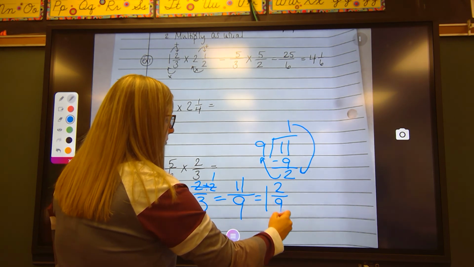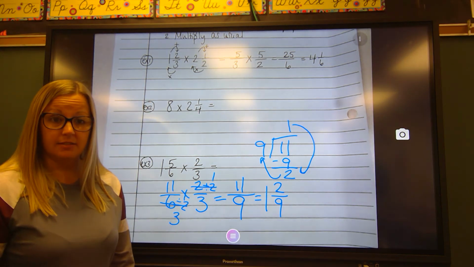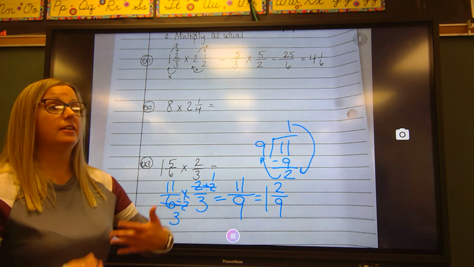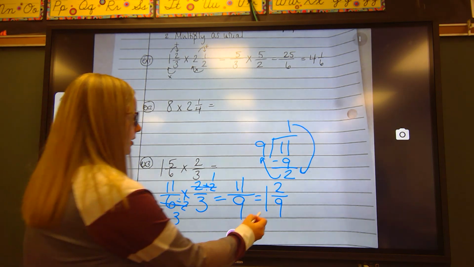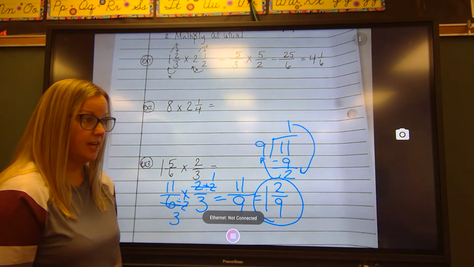Is that in simplest form, 1 2/9? Yes, it is. If you would have gotten 1 3/9, you would have had to then reduce it again. But that is your final answer. Always check to make sure that that's in simplest form.